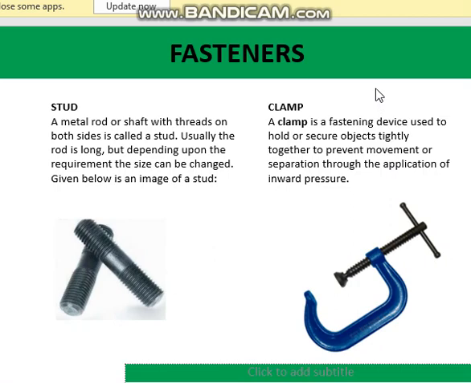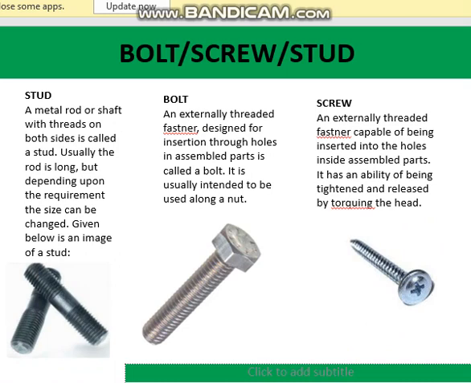A clamp is a fastening device used to hold or secure objects tightly together to prevent movement or separation through the application of inward pressure. I think these kinds of definitions are all clear for you. We're going to the next slide, which shows in parallel the bolt, screw, and stud and their differences altogether.